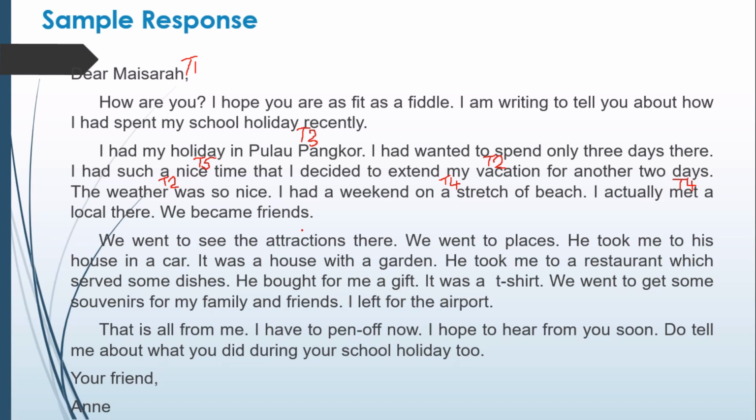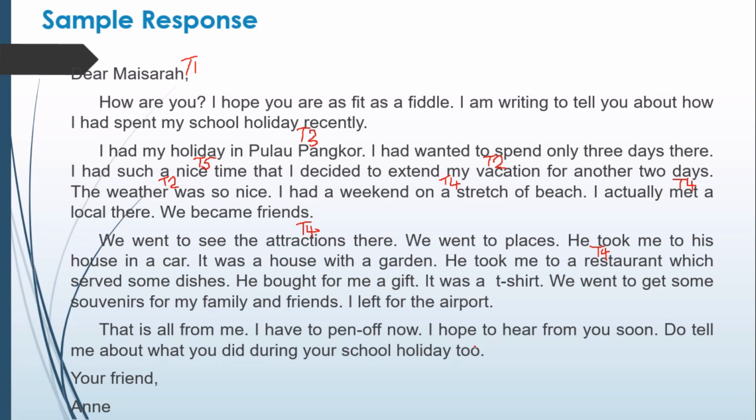We became friends. We went to see the attractions there. This is task number 4. We went to places. He took me in a car. He took me to a restaurant. It's task number 4. And then he bought for me a gift. It was a t-shirt. We went to get some souvenirs for my family and friends. I left for the airport. That is all from me. I have to pen off now. I hope to hear from you soon. Do tell me about what you did.